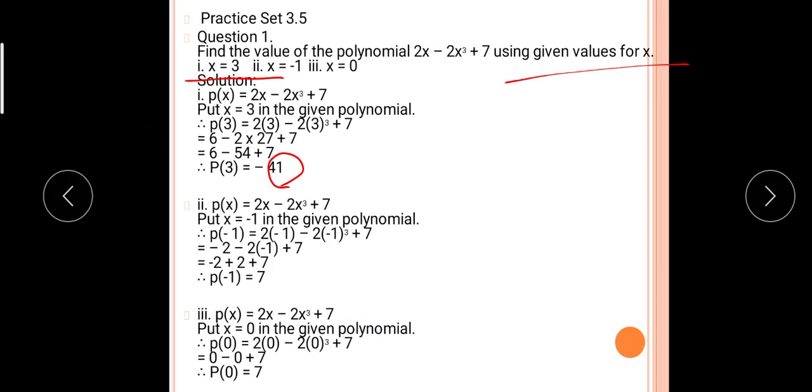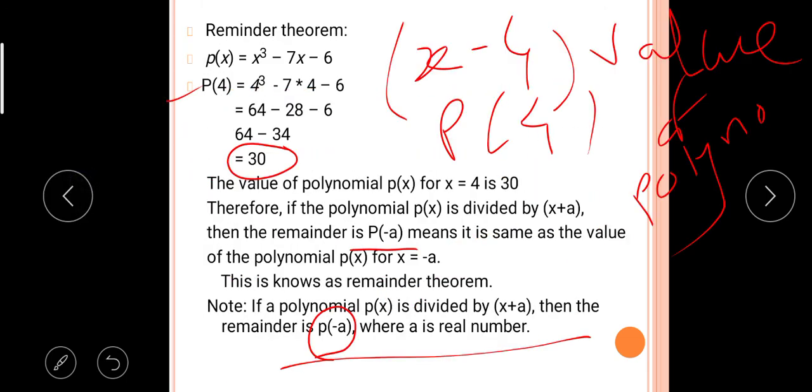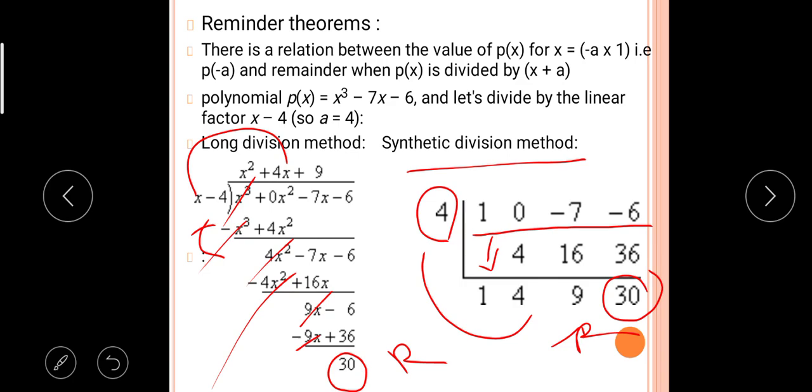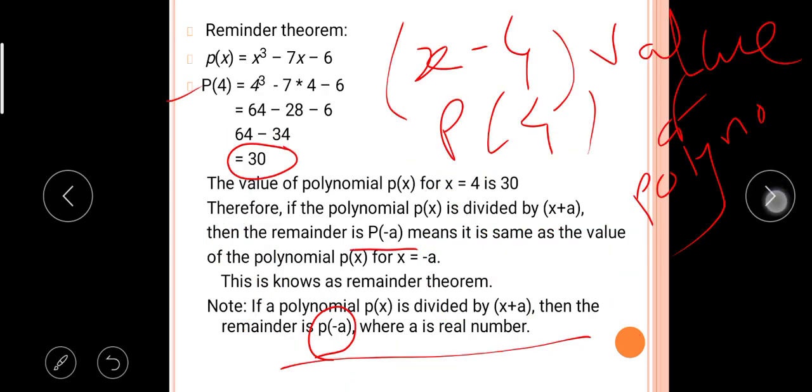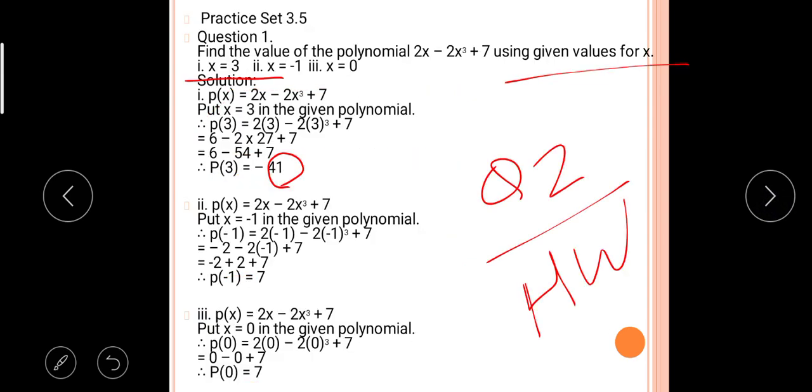Our today's homework is to try to solve question number 2. Okay students, all these points of the remainder and factor theorem, you have to write in your notebook with examples, and then try to solve question number 2 from practice set 3.5.